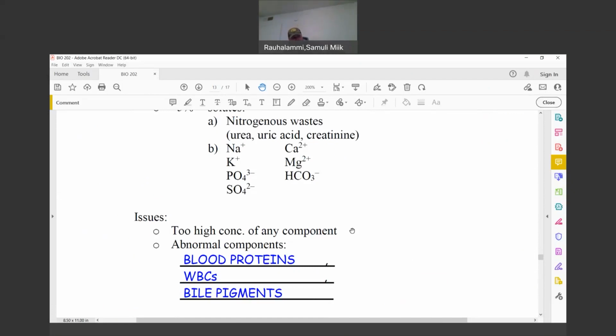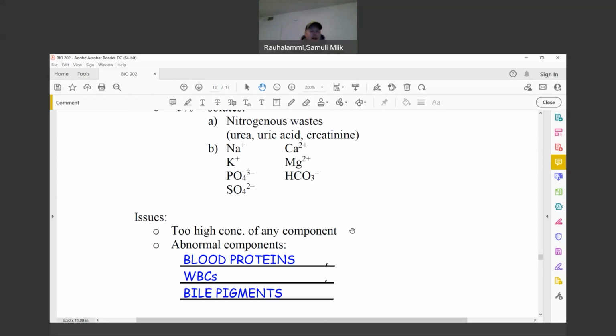If there is, that's a sign that there's some issue either with the filtering at the glomerulus, or there could be damage somewhere along the urinary tract. White blood cells would be an indication of some kind of an infection, and so on. So we're checking for those.